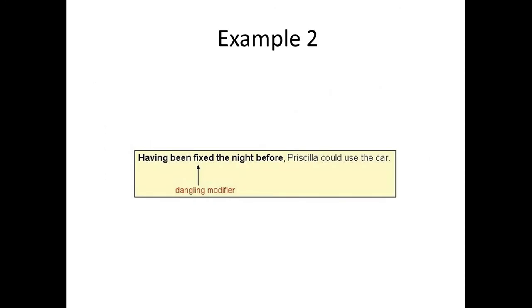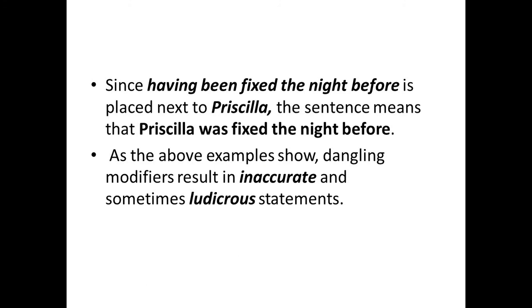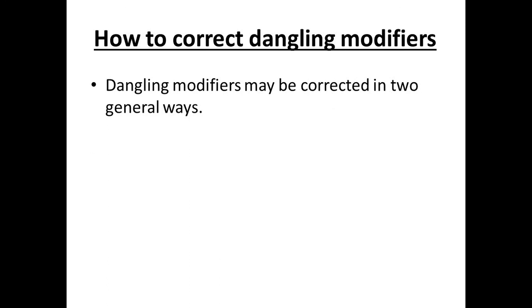So example 2 is here. "Having been fixed the night before, Priscilla could use the car." Since "having been fixed the night before" is placed next to Priscilla, the sentence means that Priscilla was fixed the night before. As the above examples show, dangling modifiers result in inaccurate and sometimes illogical statements. How to correct dangling modifiers?